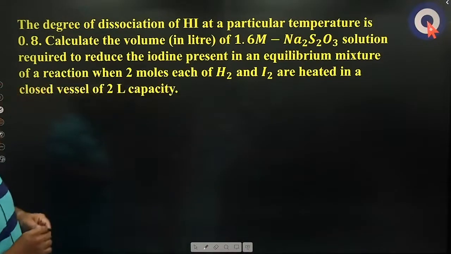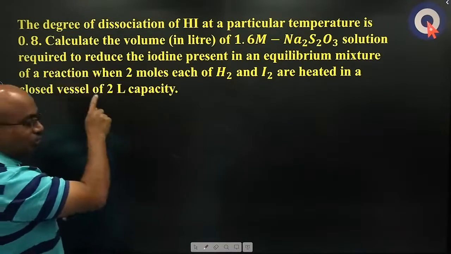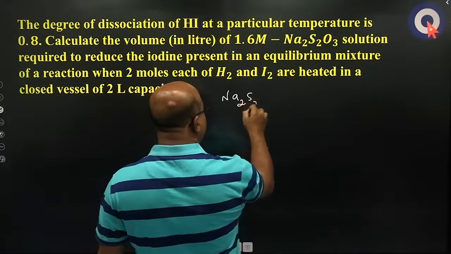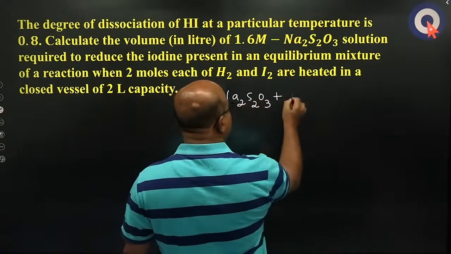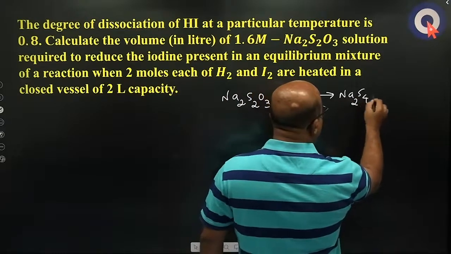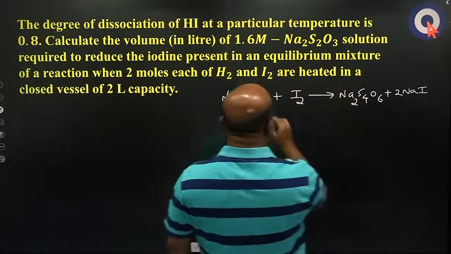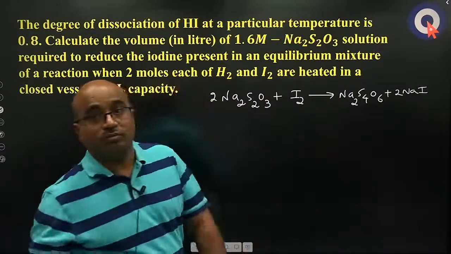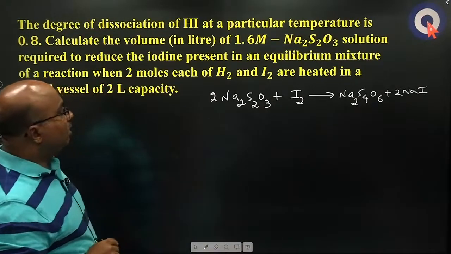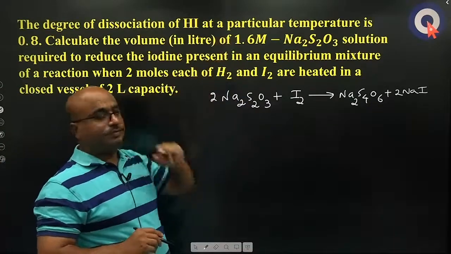Now in such a situation, sodium thiosulfate reacts only with iodine and it reduces iodine. This is a standard reaction in iodometry titrations. So sodium thiosulfate reacts with iodine and converts into Na2S4O6 plus NaI. If you balance it, it is 2, and this is again 2. That means 2 moles of this react with 1 mole of this. We are given the concentration of sodium thiosulfate, and we need its volume in liters.